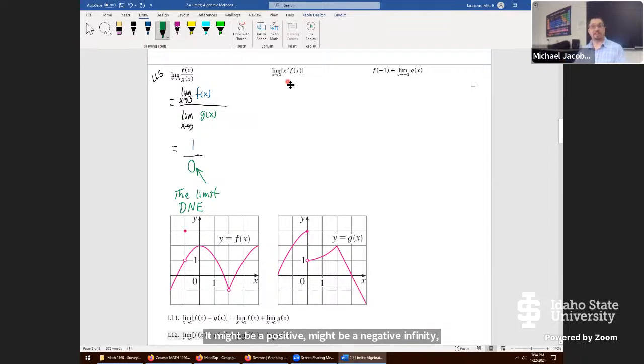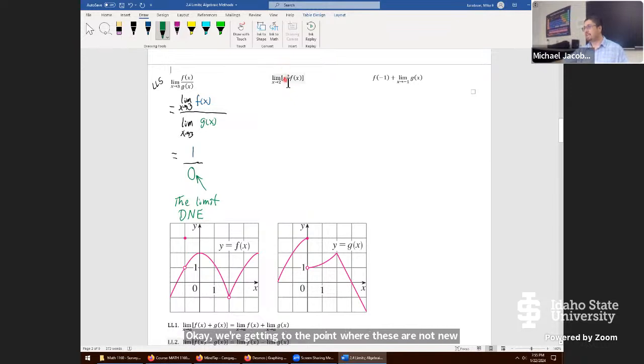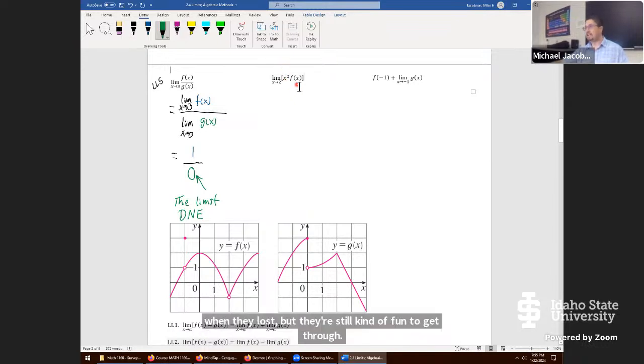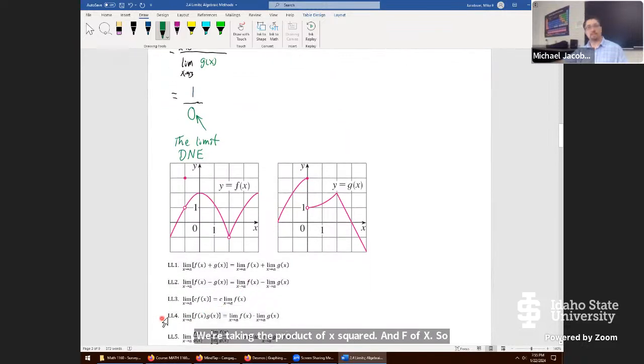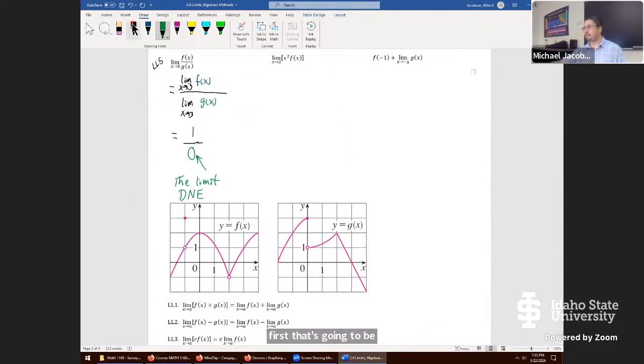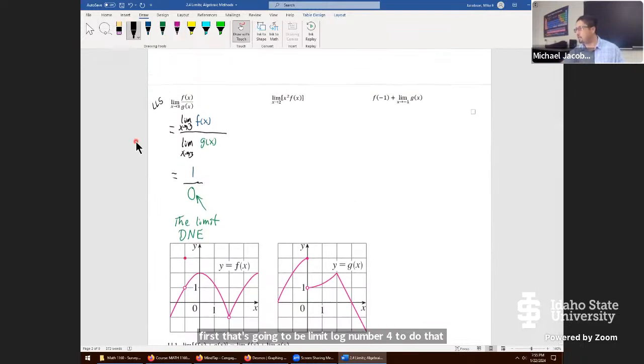Any questions, folks, on that limit law there? Okay, we're getting to the point where these are not new limit laws, but they're still kind of fun problems to get through. We're taking the product of x squared and f of x. So first, that's going to be limit law number 4 to do that product. So let's put that there. LL4. But we also have to take the limit of x squared on our next step. Let's cross that bridge when we get there. First, let's use limit law 4.